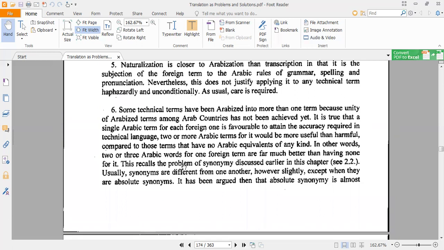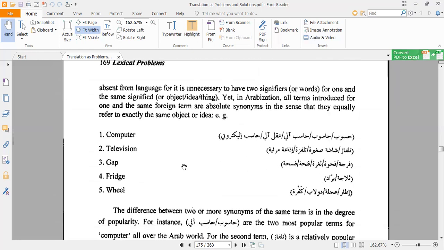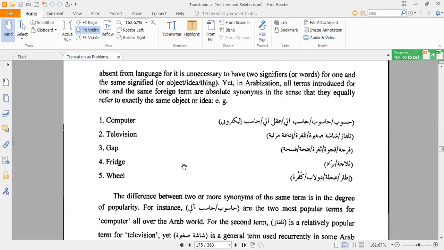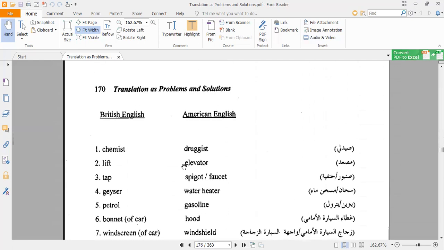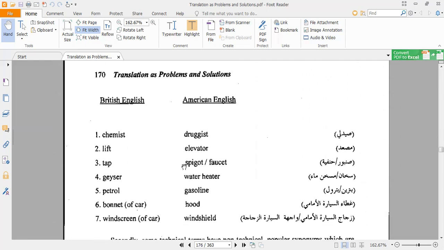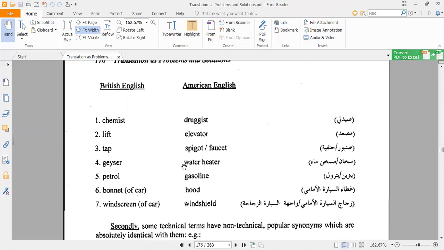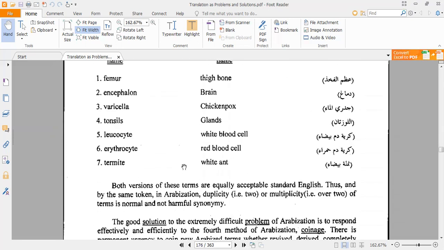some technical terms have been Arabized into more than one term. Yeah, computer حاسوب, حاسب آلي, عقل آلي, حاسب إلكتروني, and so on. Gap, فجوة, ثغرة, فتحة, فسحة, and so on. Okay. Yeah, we have British English and American English, petrol, gasoline. This is not important.